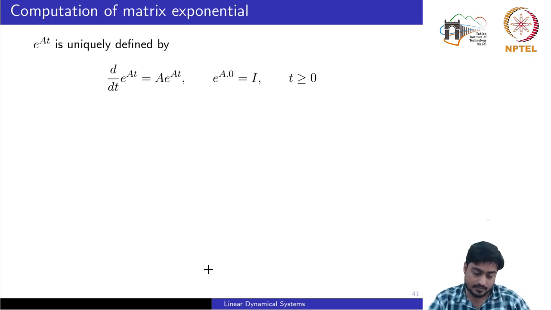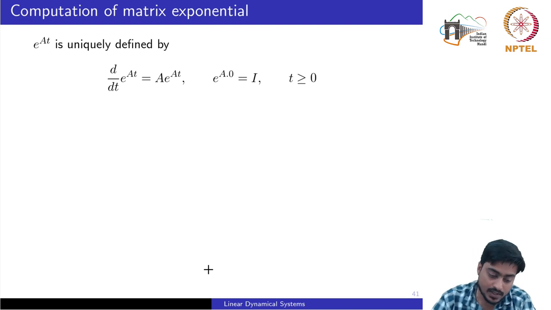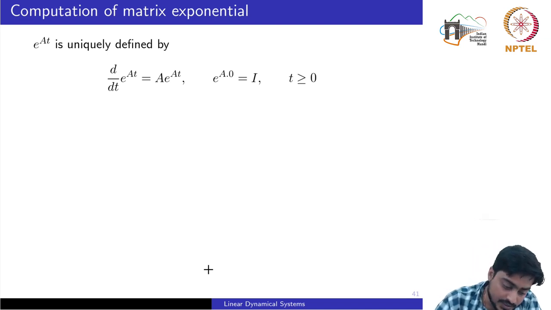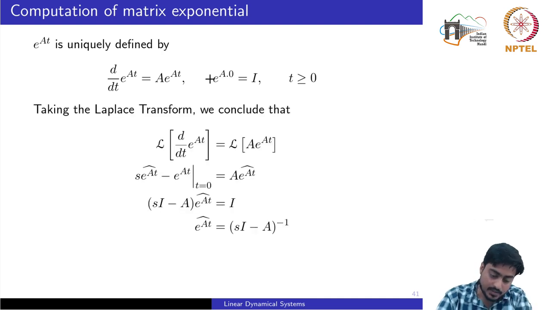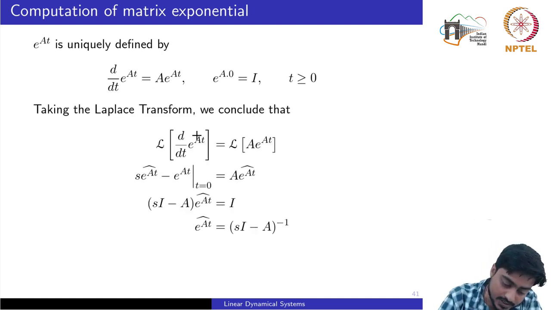Now the computation of the matrix exponential. So we know that e to the power At is uniquely defined by this relation. By using the first property of the matrix exponential, we can compute the function. So taking the Laplace transform on both sides, we would have the Laplace transform of this part and the Laplace transform of this part. Of this part, we denote s into the Laplace transform of this function, which is denoted by the hat, minus the value of that function at t equal to 0.